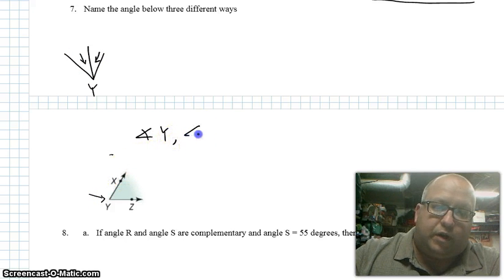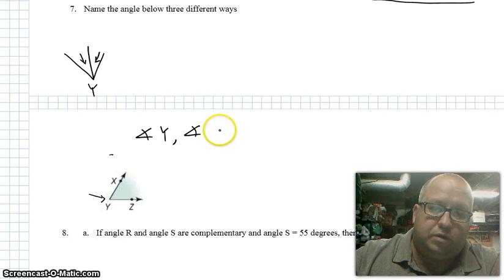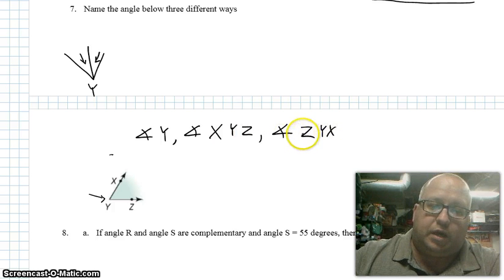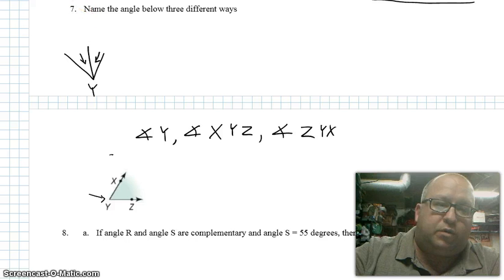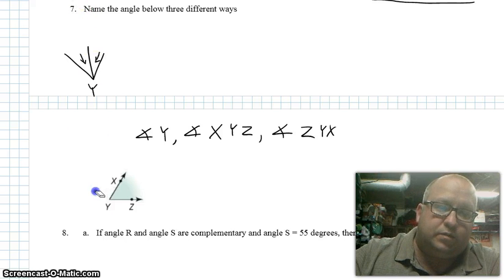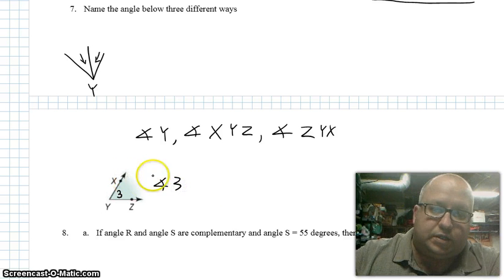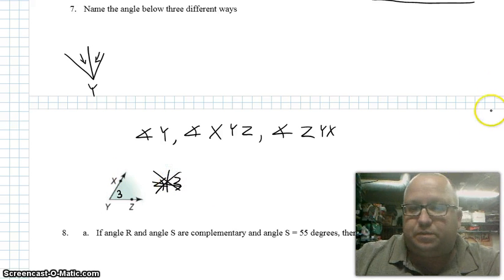Now, we can follow our other angle naming methods, which is any point on one ray, then the vertex, then any point on the other. So the y has to be in the middle. So we can go angle x, y, z, or we can go angle z, y, x. Either one, it doesn't matter. Now there's actually one other way to name angles like this, and this one doesn't have it, but sometimes there's a number in here, like a little 3, then you can call that angle 3. But that doesn't apply in this case since we weren't offered that option.